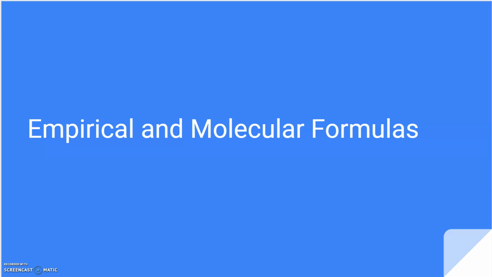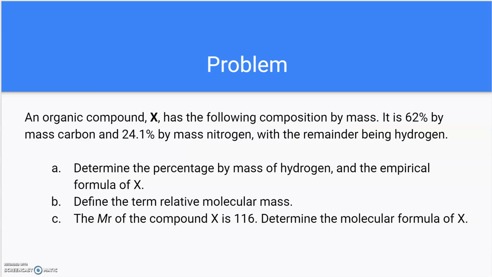Alright, so welcome to the first problem. This problem is going to be about empirical and molecular formulas. So the problem says the following. An organic compound X has the following composition by mass. It is 62% by mass carbon and 24.1% by mass nitrogen, with the remainder being hydrogen.